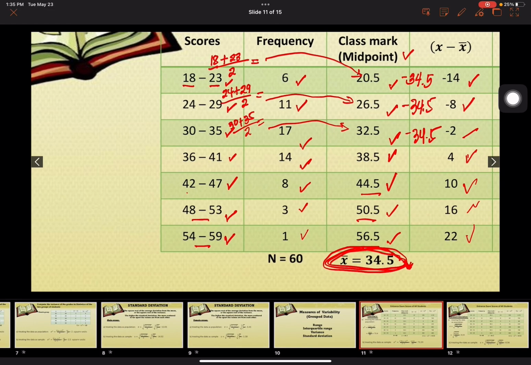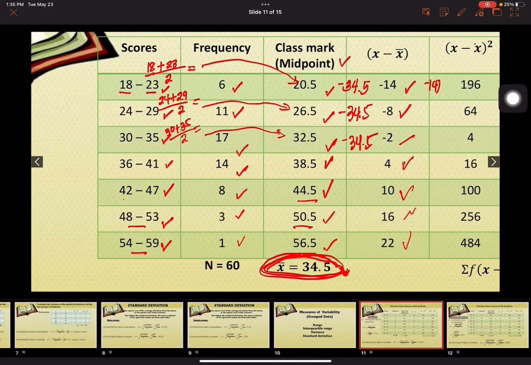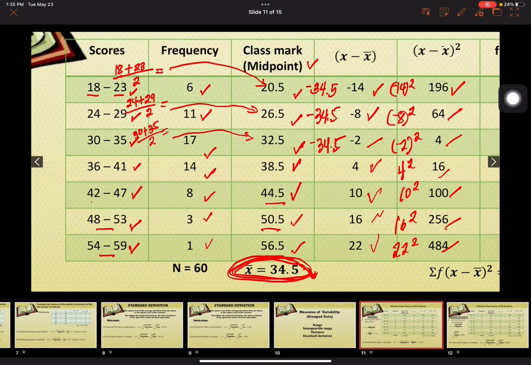Next, square natin yan. So, negative 14 squared, 196. Negative 8 squared, 64. Negative 2 squared, 4. 4 squared, 16. 10 squared is 100. 16 squared is 256. 22 squared is 484.